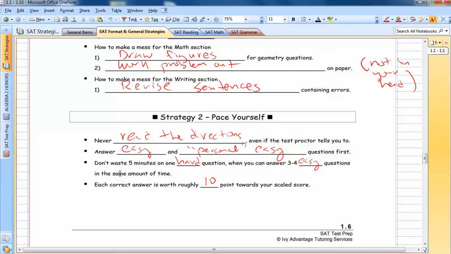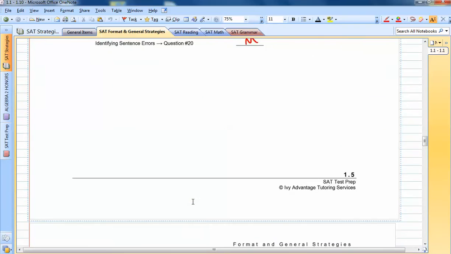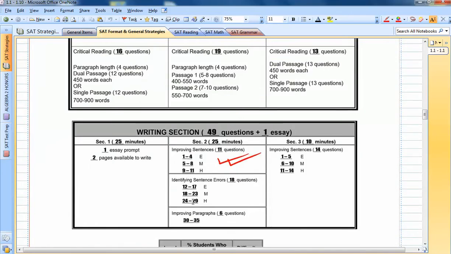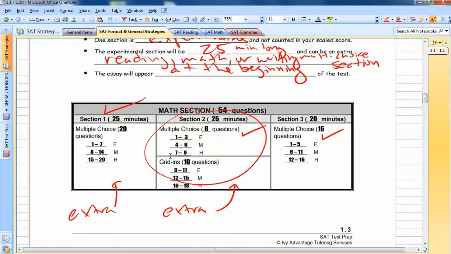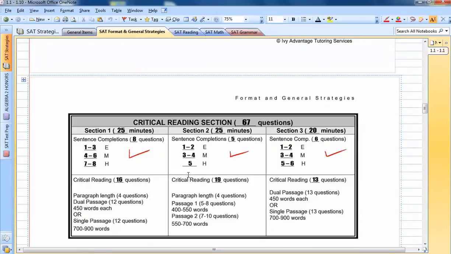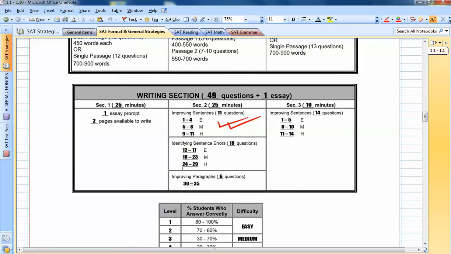Don't waste 5 minutes on one hard question when you can answer 3 or 4 easy questions in the same amount of time. That's especially true for this math section. But don't waste time on number 8 if you can knock out 9 through 11 in the same amount of time. Or even for the grammar section.